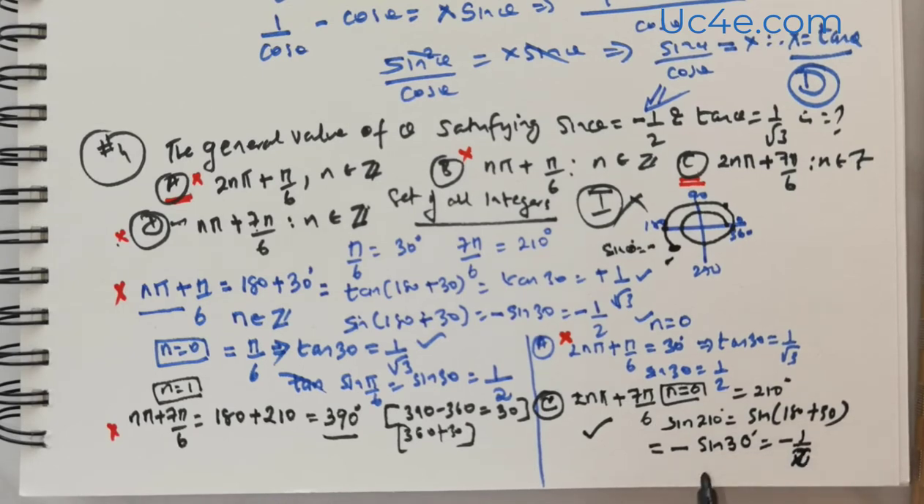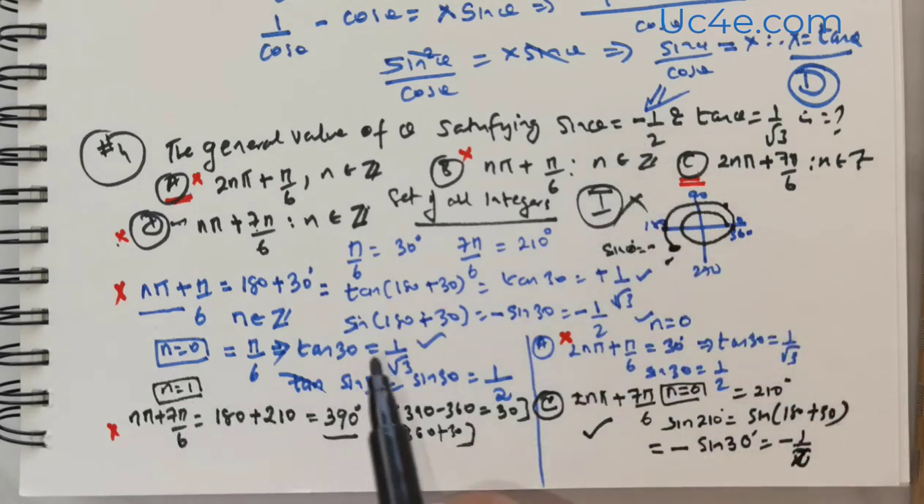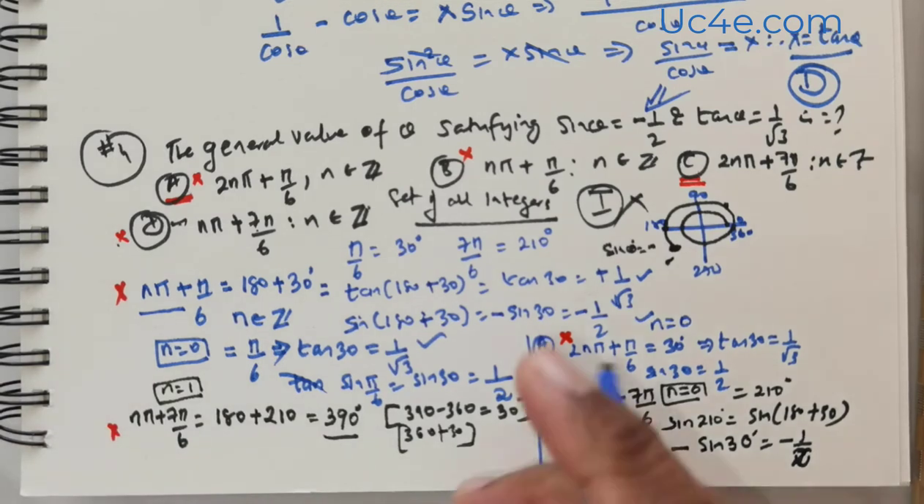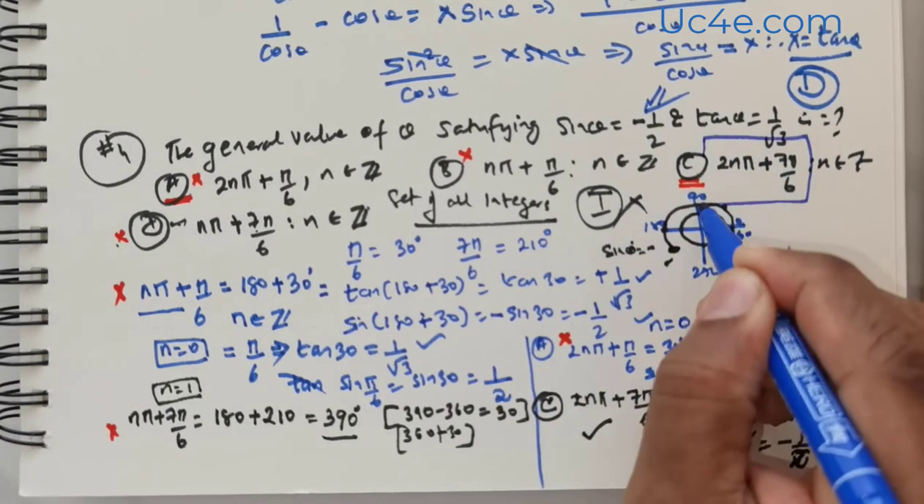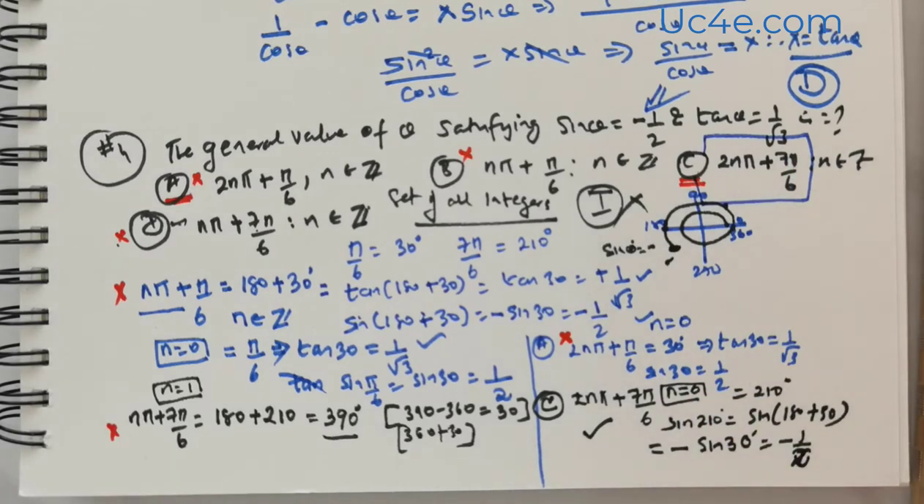That's the value, negative 1 over 2, which concurs with the value given in the question. And so therefore the choice is 2n pi positive 7 pi over 6. Of course this question needs some detailed understanding, so that's the reason I was a little bit elaborate, because it is imperative that students understand why this is the scenario and how to reach this scenario.